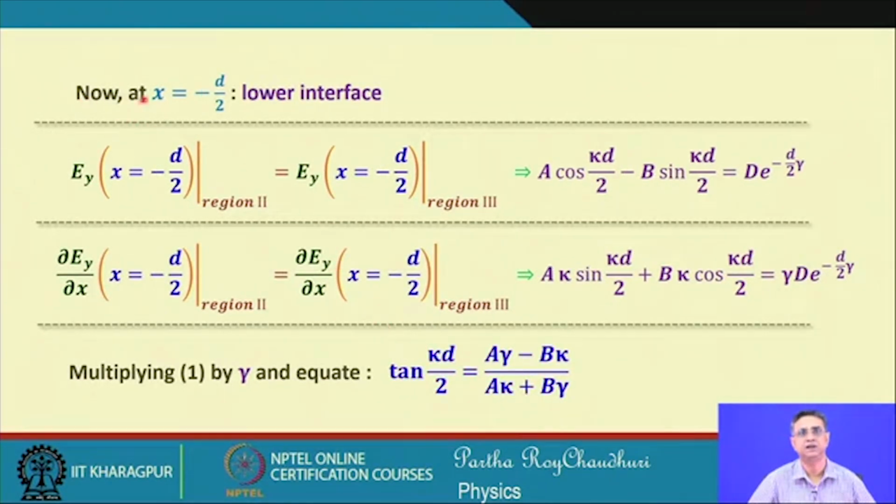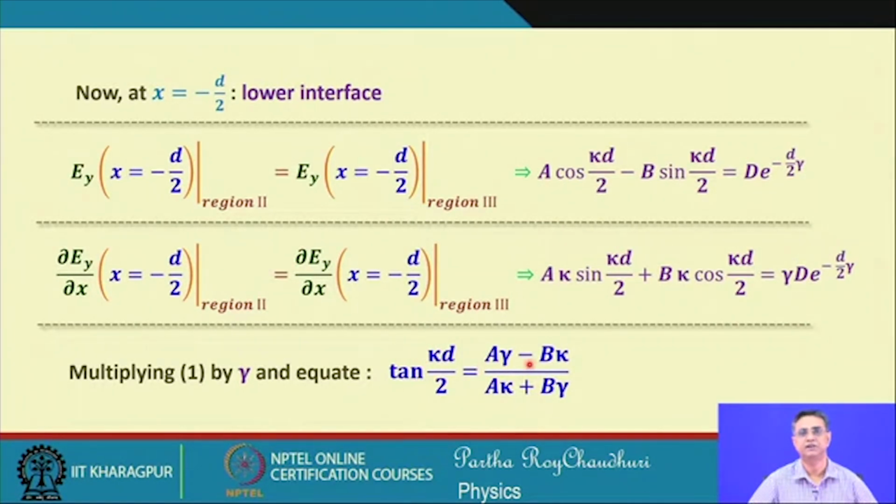So, to see that, at x equal to minus d by 2, the lower interface, if I plug in this relation, then I will end up with this relation, and also the continuity of the derivative of the field will give me this condition. Proceeding in the same way, that is multiplying 1 by gamma, and then if we equate these two, because in this case the right hand side will be equal, from there we can get a relation.